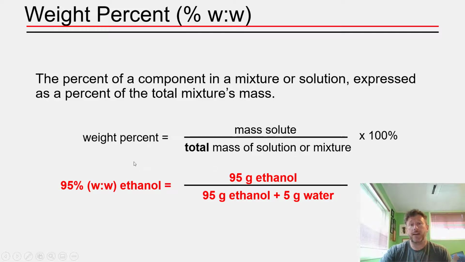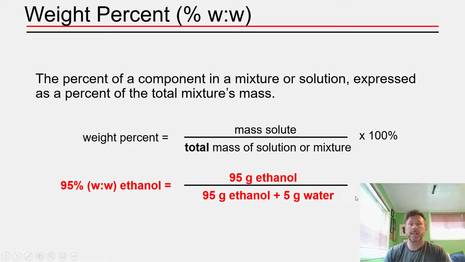If you had a 95% weight percent solution of ethanol, that would mean that there are 95 grams of ethanol divided by 100 grams of solution. In this case, we'll say that the solution together is simply the ethanol plus some remaining water. So it's 95% ethanol, it's 5% water, solute mass divided by solution mass.